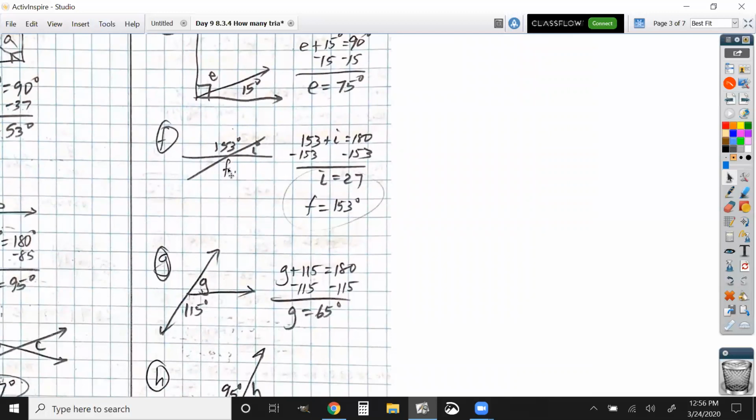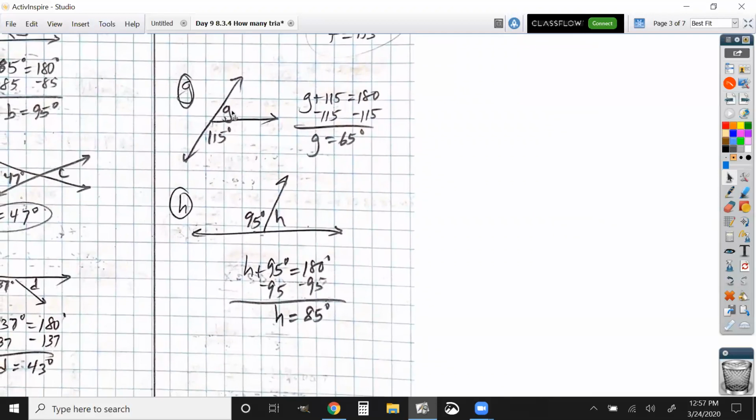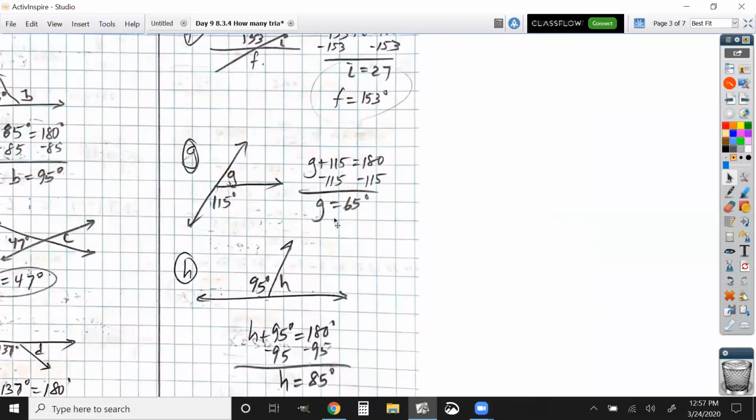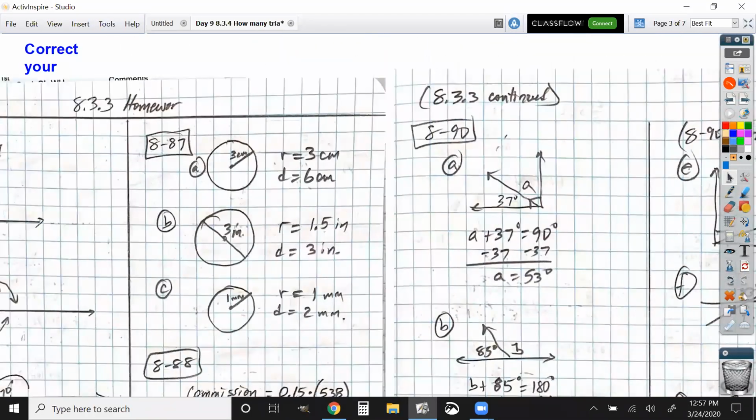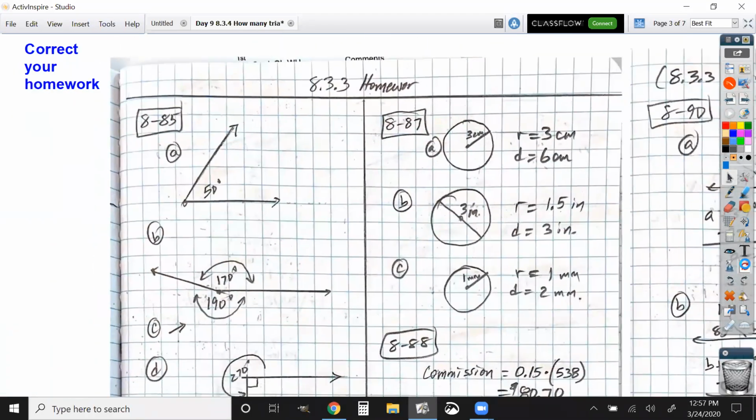Angle F is 153 because these are vertical angles and they're equal. And if these two make a straight line, then these would add up to 180. So that makes angle I 27 degrees. Problem G, this is going to be 180 degrees, so G would be 65 degrees. And problem H, you end up with another 180 degree linear pair. These two make a straight line again. So go ahead and check your homework, make corrections as you need, and then we will move on.